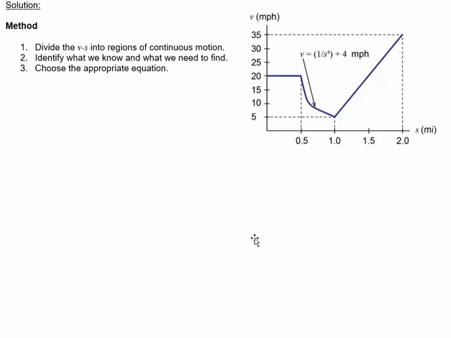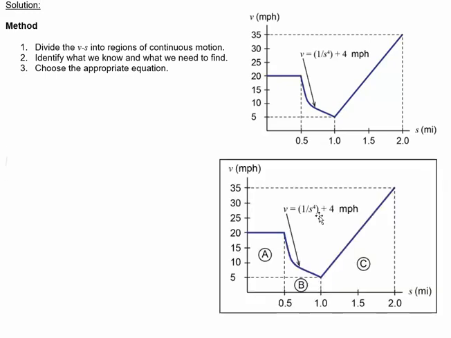All right, so we're going to attack this problem by looking at the graph and dividing it into its continuous regions, because obviously this is an erratic motion problem. So we want to divide it into the sections that are continuous. And then we need to identify what we know and what we need to find so that we can choose the appropriate equation. All right, so if we divide the graph into the continuous regions, we have a region A here where it has continuous velocity. The velocity decreases in region B, and then increases in region C.